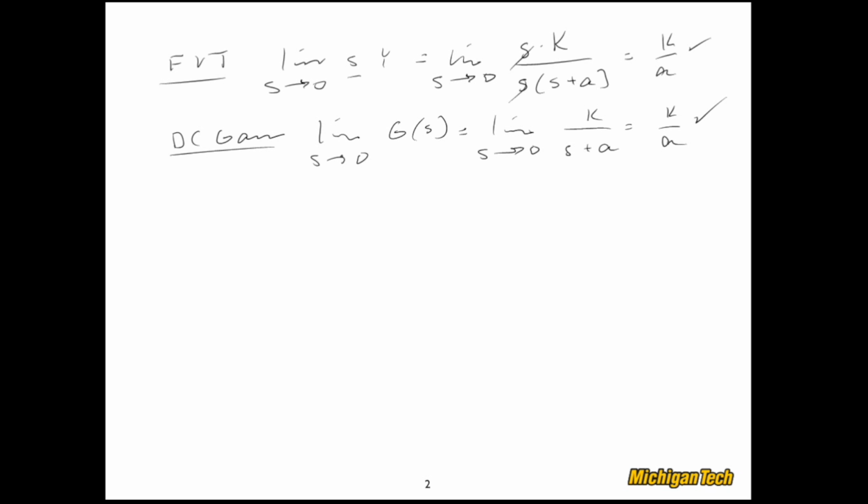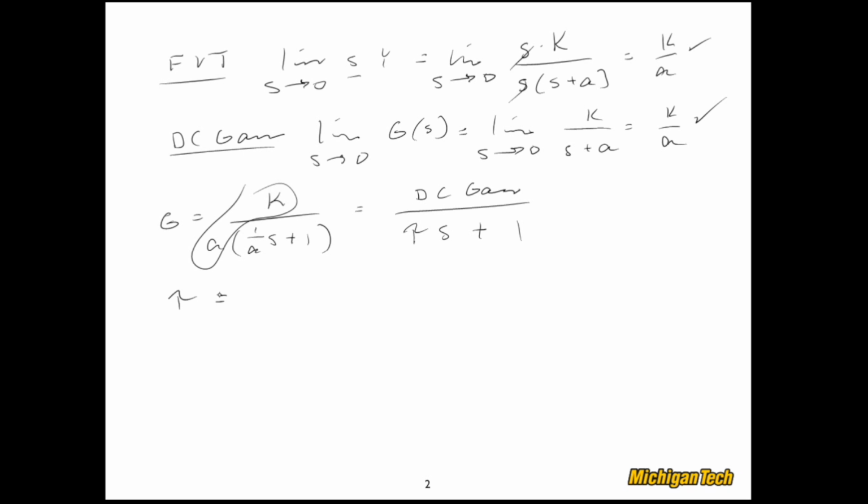Well, now let's look at this first order system in a slightly different form. I'm going to rewrite this with the k in the numerator, but I'll factor out the a from the denominator. Then what we have in the numerator is the DC gain, k over a. In the denominator, we have tau s plus 1, where tau is defined as 1 over a. We call that the time constant, and it has units of seconds. Another parenthesis there.